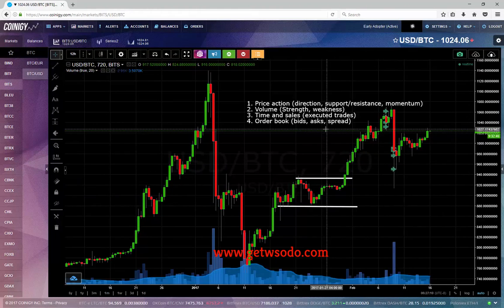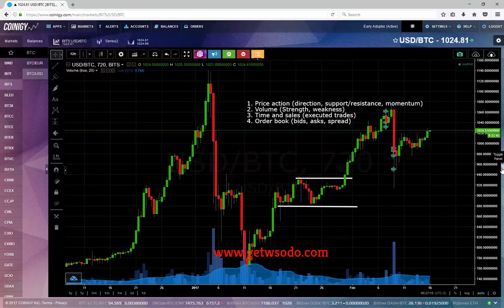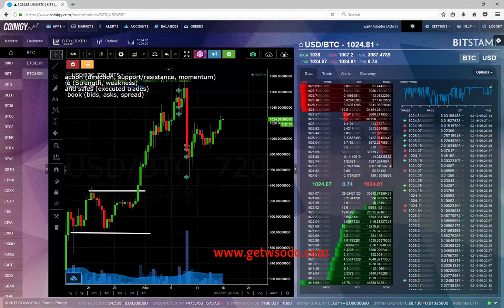And so you also have time and sales, so the live executed trades. So over on Coinigy, you just hit this tab right here. And these are the live executed trades right here. So you could see how much Bitcoin people are buying and selling at any given point in time.